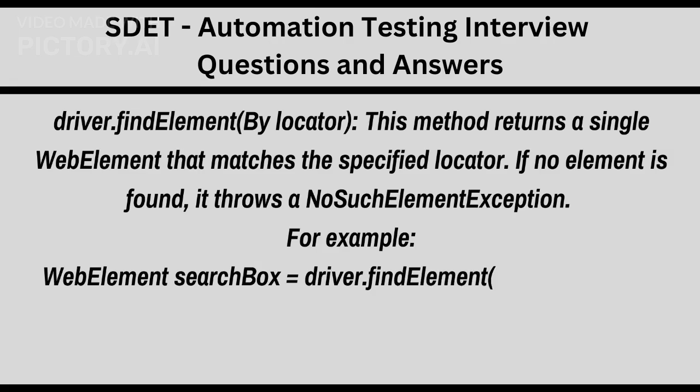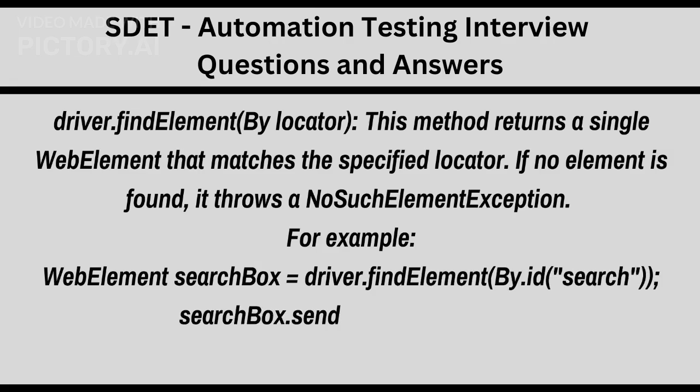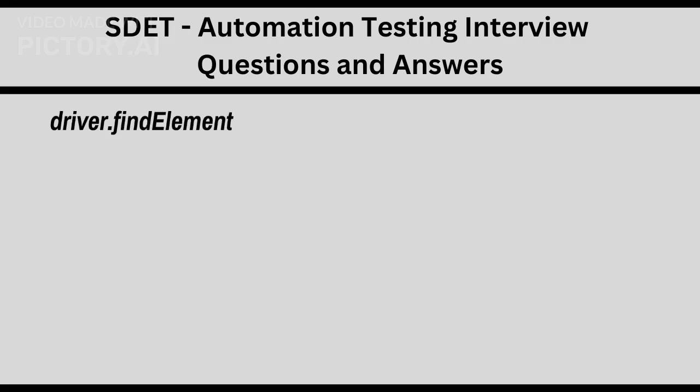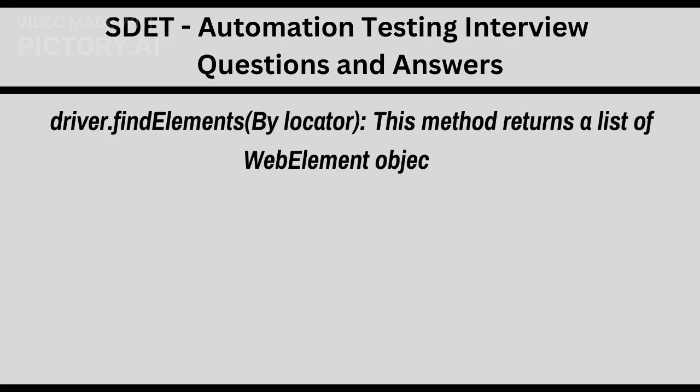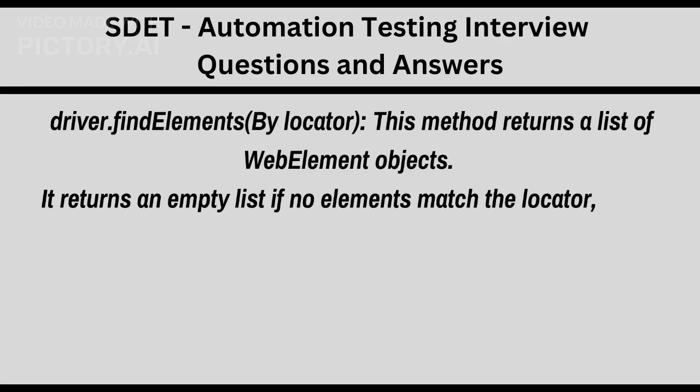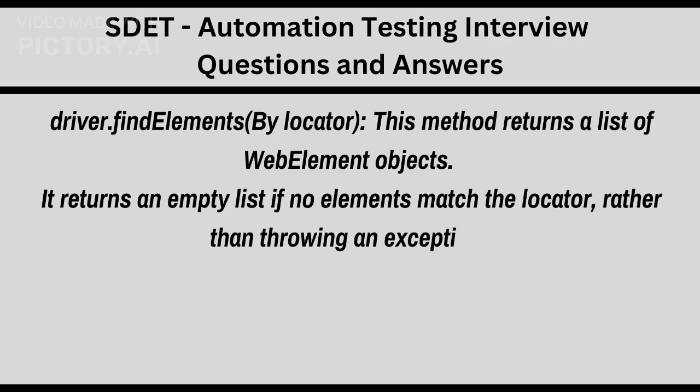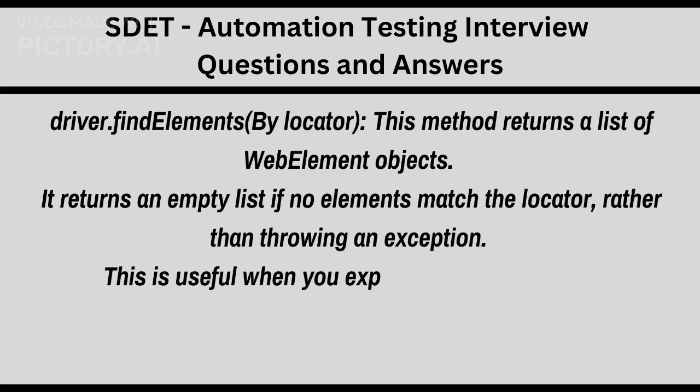For example, WebElement searchBox = driver.findElement(By.id("search")); searchBox.sendKeys("Selenium"). driver.findElements(By locator) returns a list of WebElement objects. It returns an empty list if no elements match the locator, rather than throwing an exception. This is useful when you expect multiple elements.